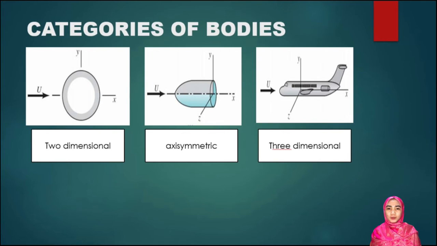Next, this part is about the categories of body. The first figure is a two-dimensional object of constant cross-sectional size and form. The second figure shows bodies that are axisymmetric, formed by rotating their cross-sectional shape about the axis of symmetry. The last figure is a three-dimensional body, with or without a symmetry line or plane.